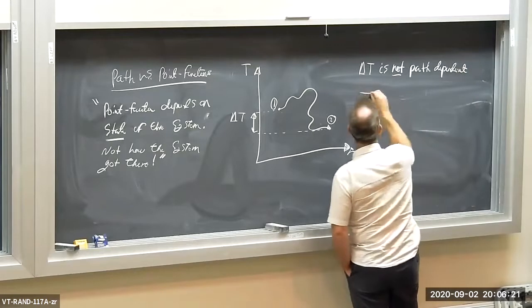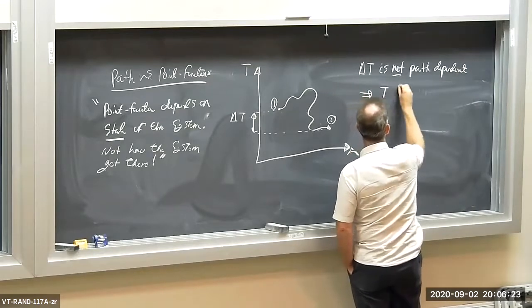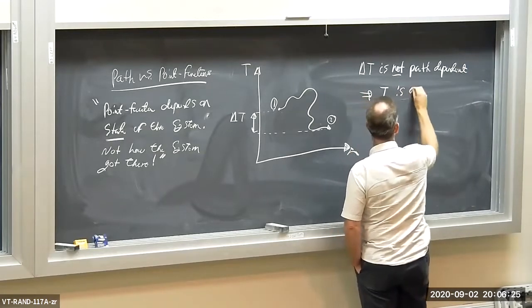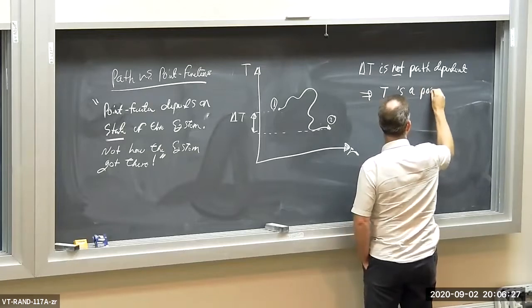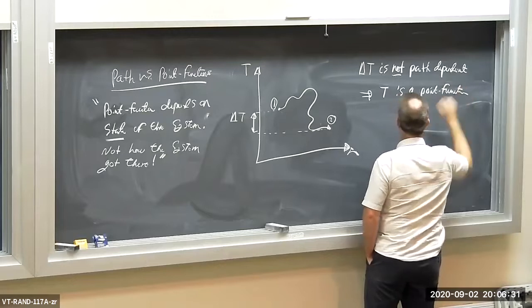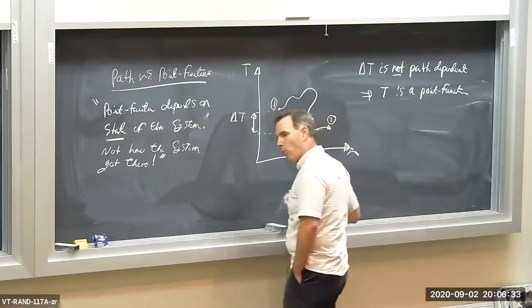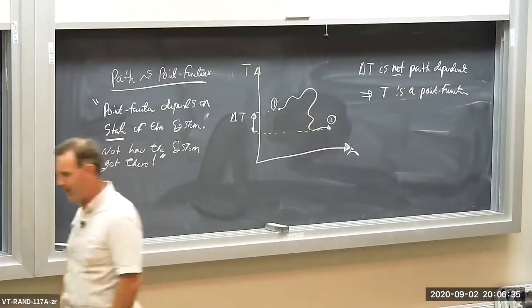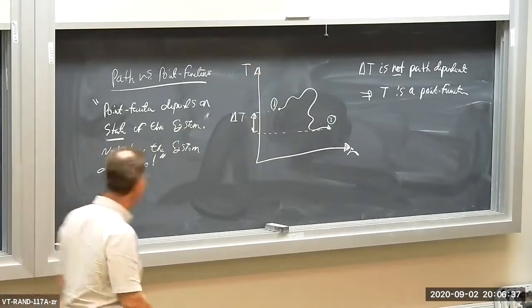What does this imply? Temperature T is a point function. Temperature T is a point function. Its change is not path dependent.